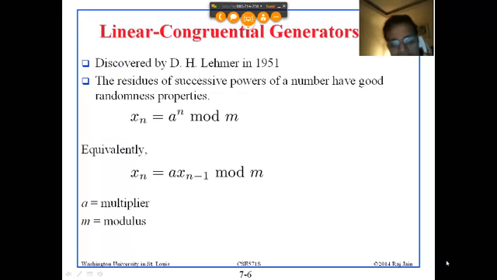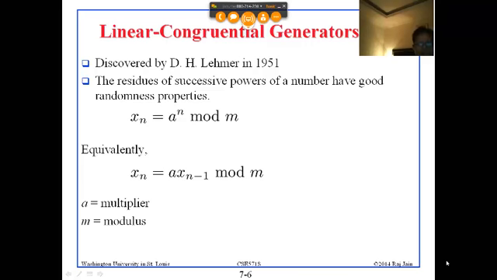And these generators are called LCG, linear congruential generator. I will explain the meaning in a minute, but these were invented by D.H. Lehmer in 1951. His invention was that if you take any number a and raise it to the power n and do mod m, then the successive numbers that you get have good randomness property.